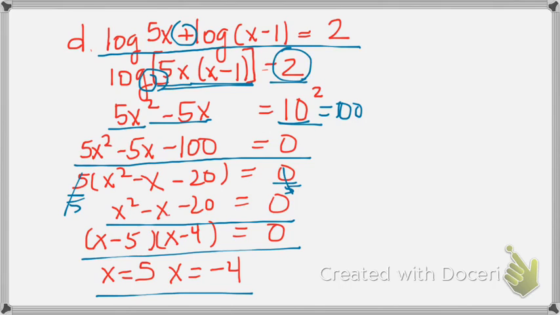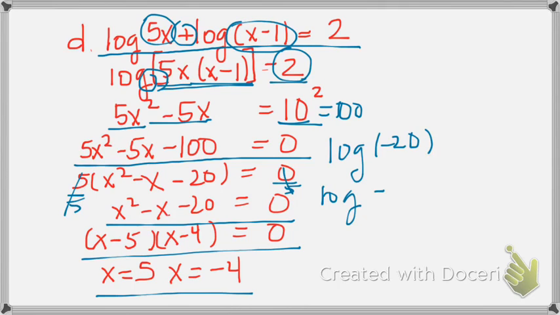Now, for this particular problem, we have to worry about, because we have logs here, will both of these be solutions to my equation? Okay. If I plug in a 5 here, I have log of 5 times 5, which is 25, and plug in a 5 here, I have a log of 4, so I'm okay. But let's plug in that negative 4. I'll have log of a negative 20, and then for my second, I have a log of negative 4 minus 1, which is log of a negative 5. Now, we know that we cannot take logs of negative numbers, so these values do not exist.